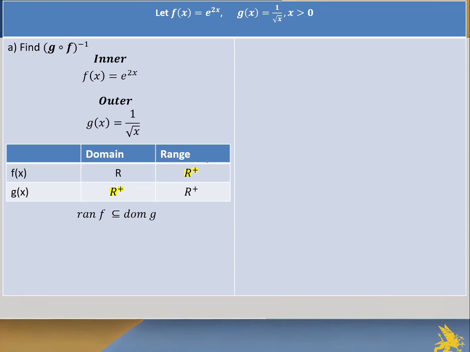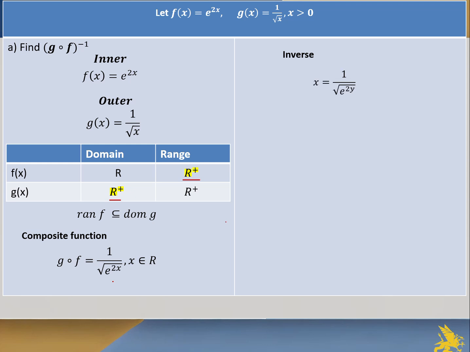So I can see straight away that the range of f of x is a subset of the domain of g, which means there is a composite function. So the first thing I'm doing is making that composite function. All I'm going to do is grab that inner e to the power of 2x and put it into my outer where x is. The next step is inverse. So all I'm going to do is change my x to y and y to x.